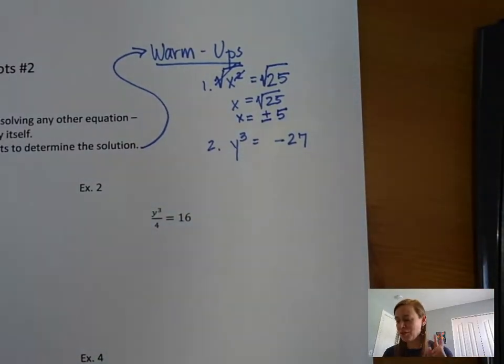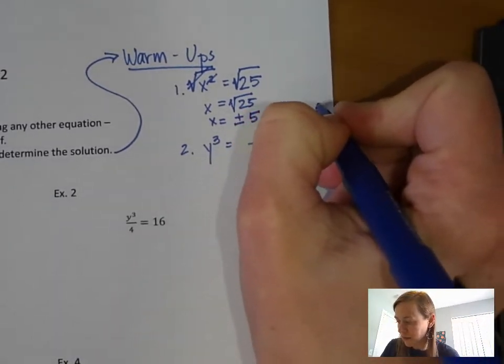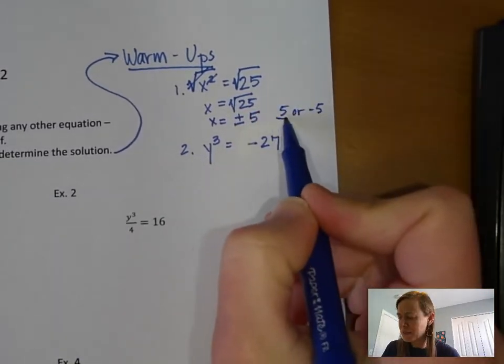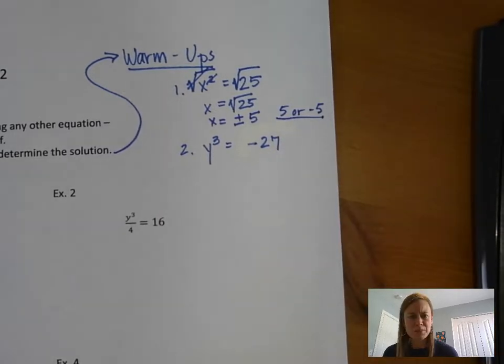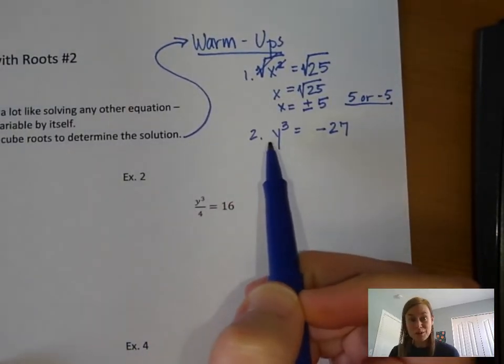Okay, so you have two answers there, positive 5 and negative 5. You could also write it like this, 5 or negative 5. That works as well. A lot of times on our quizzes, we're asking you to write it this way. All right, so that's the solution to warm-up number 1. Let's look at warm-up number 2.